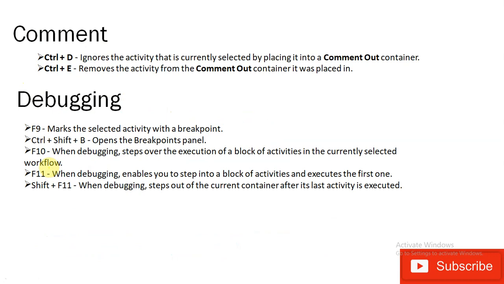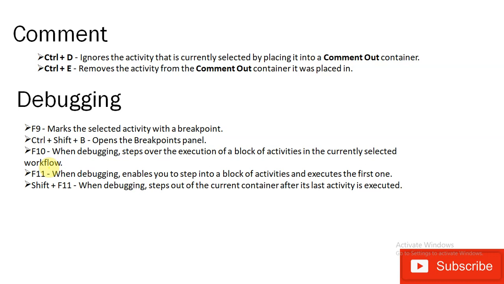Let's move to the comment and debugging section. If you want to comment anything, just press Control plus T, which ignores the activity that is currently selected by placing it into the comment out container, and Control plus E removes the activity from the comment out container it was placed in. So if you have placed any activity in the comment out section, it will automatically move out from there. Next is debugging.